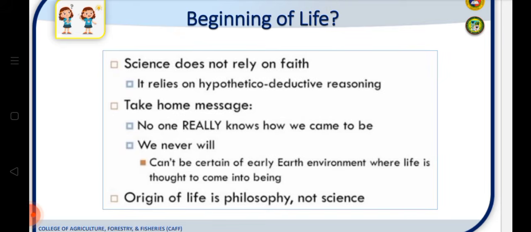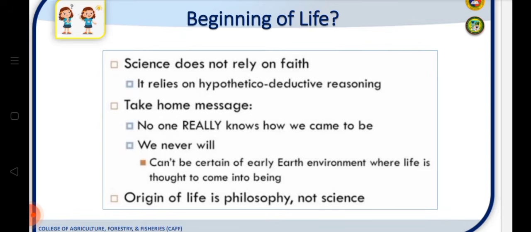So the first one we have, science does not rely on faith. Whatever the meaning, science does not rely on faith. It means science depends on evidence and testable explanations. I repeat, science depends on evidence and testable explanations. So they do not rely on belief without proof. Okay? So what method is used? Hypothetico-deductive reasoning. So scientists make a hypothesis, test it, and refine or reject it based on results. So if something can't be tested or observed, it falls outside the strict boundaries of science.